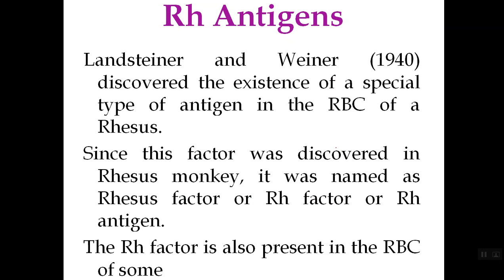So this Rh factor was named because this is the human erythrocyte antigen which is present on the human erythrocyte cells, and it shows similarity with the antigen that is present in the rhesus monkey. That's why it is called Rh antigen or the Rh factor. Based on this, each blood group individual will be classified as Rh positive or Rh negative.